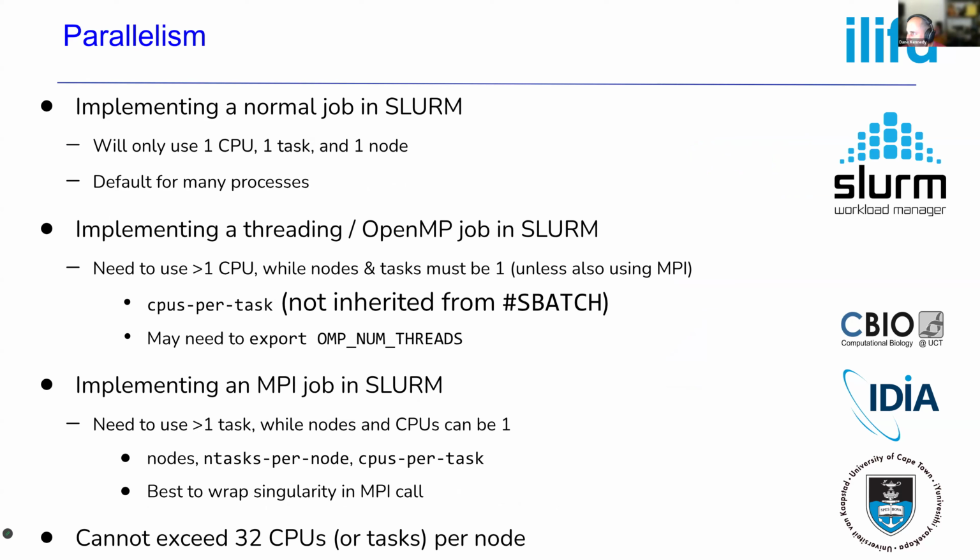The next level of complexity would be using threading or OpenMP. Here we will be requesting multiple cores, but only a single node. In the job script later, I'm going to do a little demo a bit later, we will specify a single node, a single task, but multiple CPUs per task. Usually, you need to tell the software how many threads to use. In the case of OpenMP, this can be done by setting the OMP_NUM_THREADS environment variable. Otherwise, it can usually be done by giving it a command line parameter.